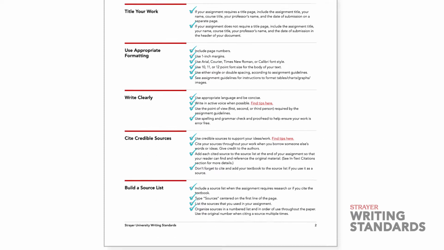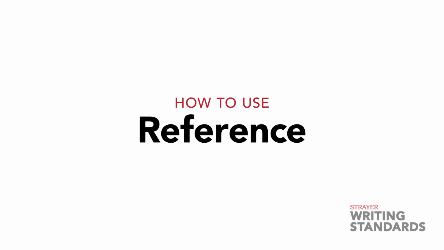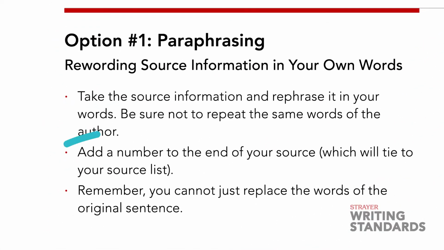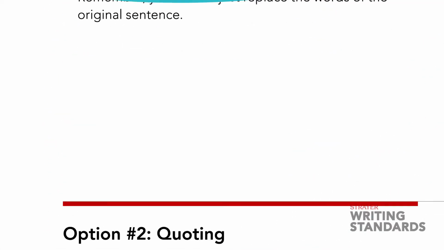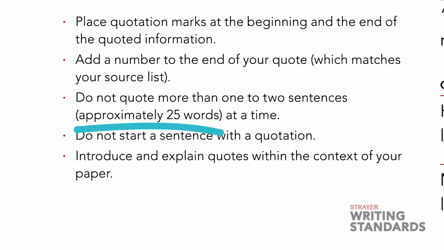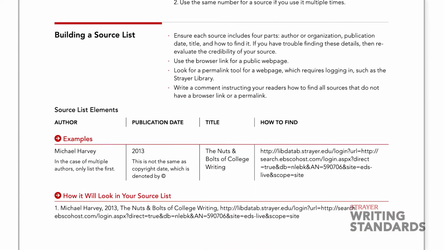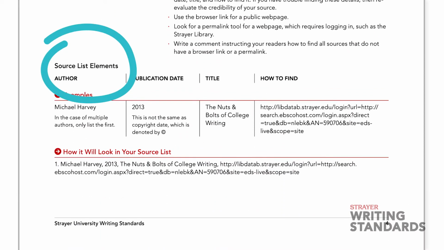The second common use of the Strayer University Writing Standards Guide is as a reference. Once you are familiar and comfortable with the standards, the guide serves as a refresher to help you remember some of the specific details that you may have forgotten. Most often, this involves citing sources in your assignment.